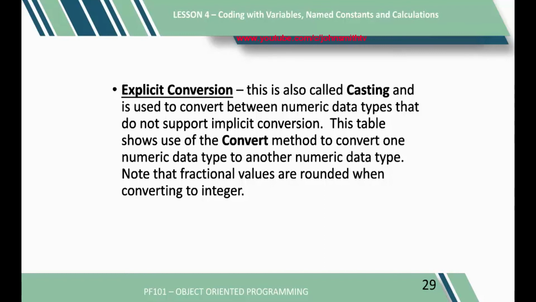Explicit conversion is also called casting and is used to convert between numeric data types that do not support implicit conversion. This table shows use of the Convert method to convert one numeric data type to another numeric data type. Note that fractional values are rounded when converting to integer.